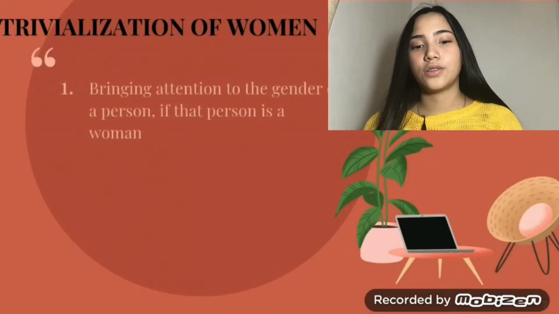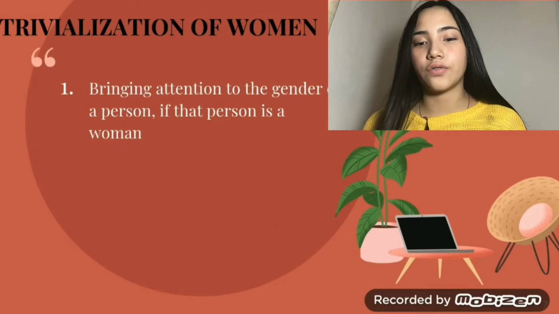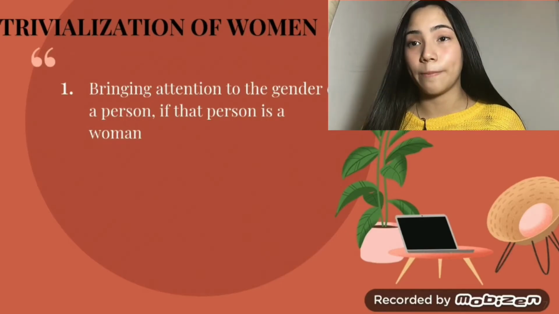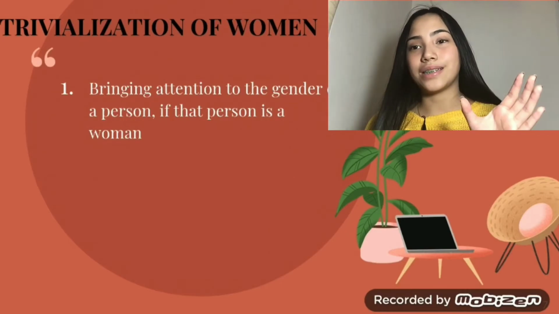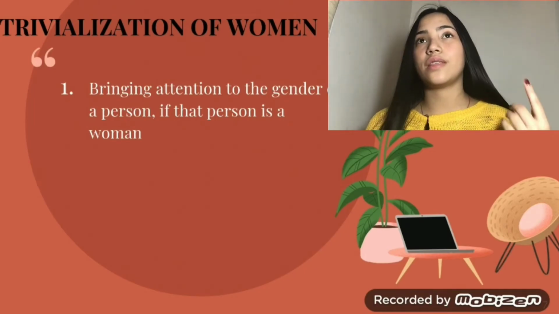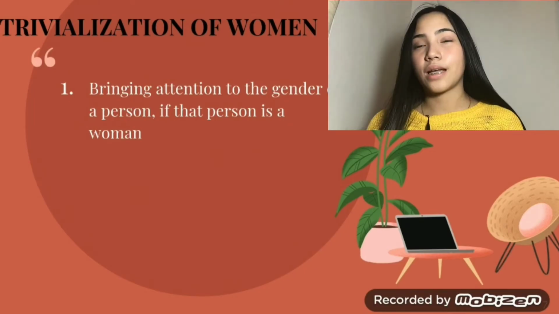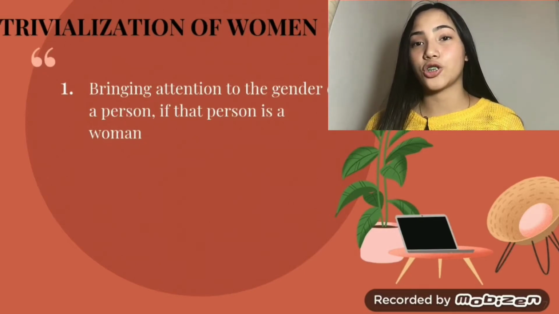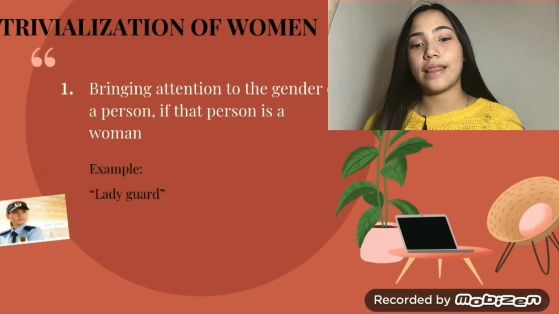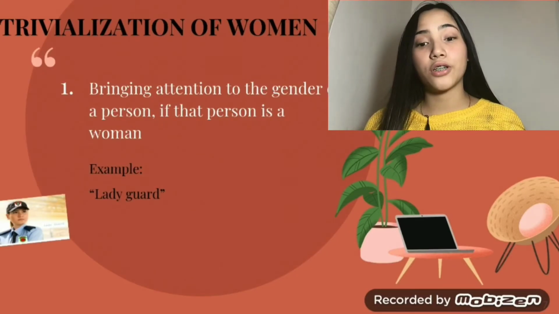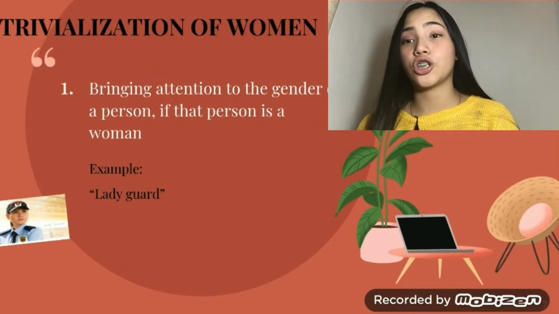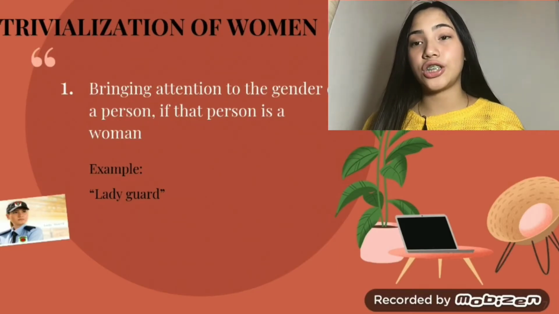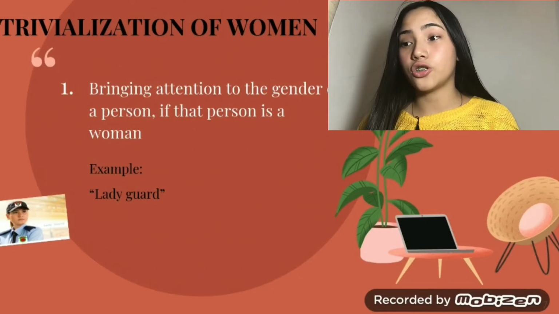So next we have the trivialization of women. First, bringing attention to the gender of a person if that person is a woman. When we hear the word business or businessman, the first thing we think is that, oh, this is a job for men. Another one would be security guard. Let's say a person with that kind of mindset saw a guard who is actually female. That person might say that she is a lady guard. With that being said, the person with that type of mindset brings attention to the gender because what he or she thinks is that when you're a guard, you should be a guy.